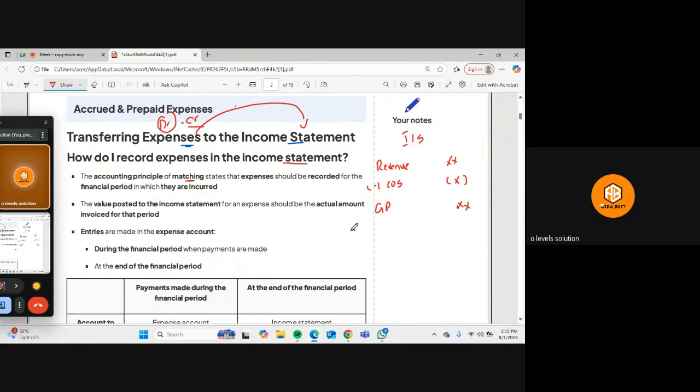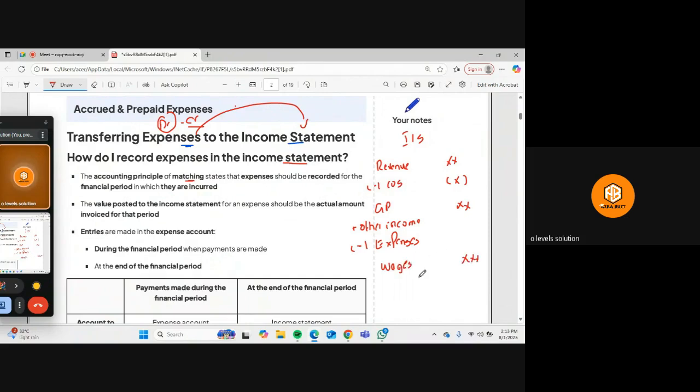And to the GP, we need to add the other income. Other income includes discount received, commission received, gain on disposal, and decrease in provision for doubtful debts. There are a lot of other incomes, and we need to deduct the expenses from here. So let's take one example of expenses. For example, let's talk about the wages.